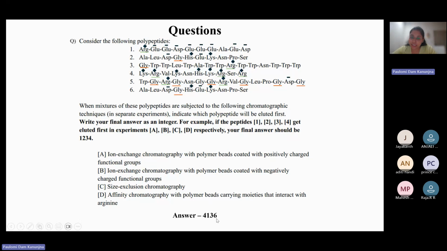Now, if you think in the opposite way, if you have negatively charged functional groups in the polymer, then the ones with the most negative charge will come out faster. That's one, if you see here, right?